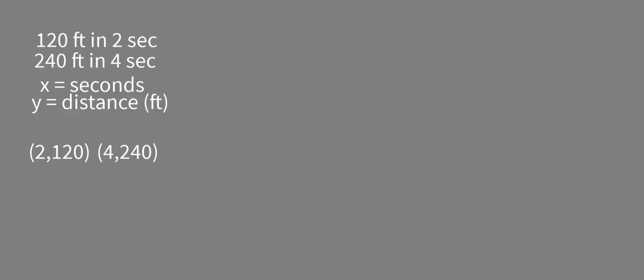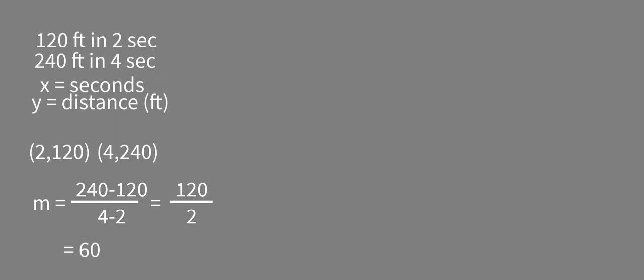So the first thing we need to do is find our slope. So our slope, 240 minus 120 over 4 minus 2, that equals 120 over 2, which equals 60, and that's y over x, so it's feet per second. We're not asked to necessarily show that, but it's nice to know what we're interpreting.